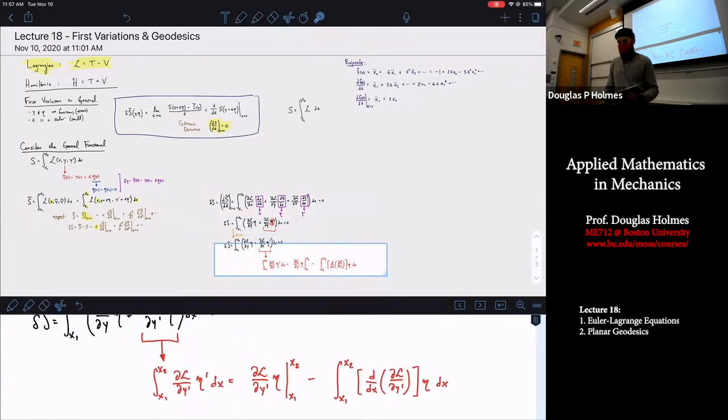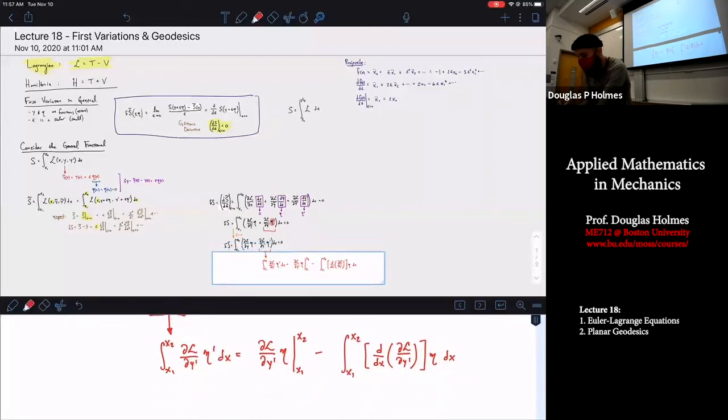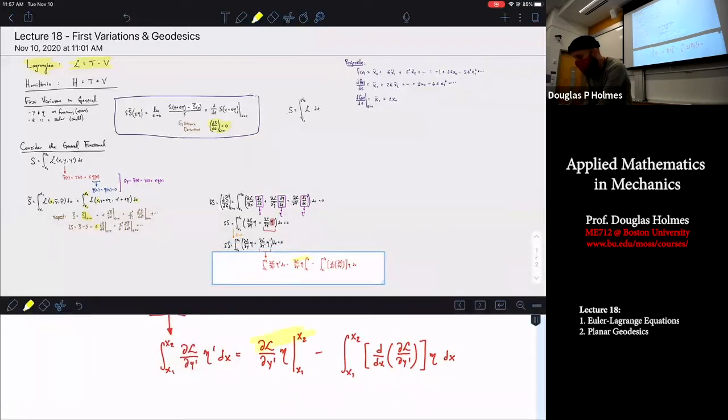I'm trying to think about that. Okay. Let's do some thinking here. In this case, this is asking you to evaluate this at x1 and x2.